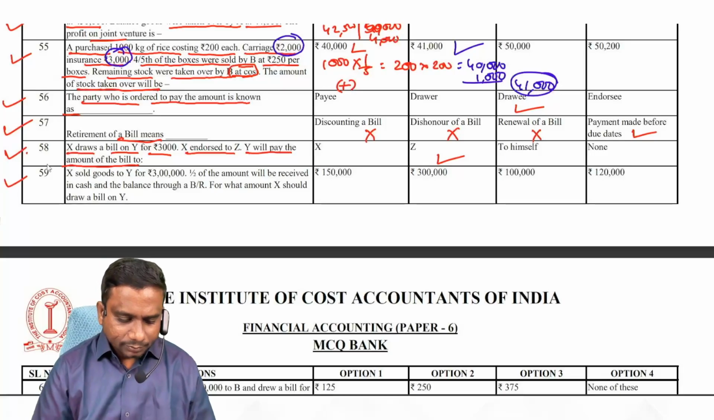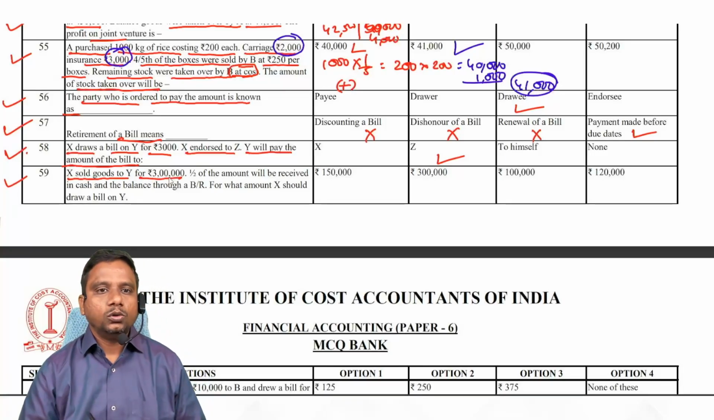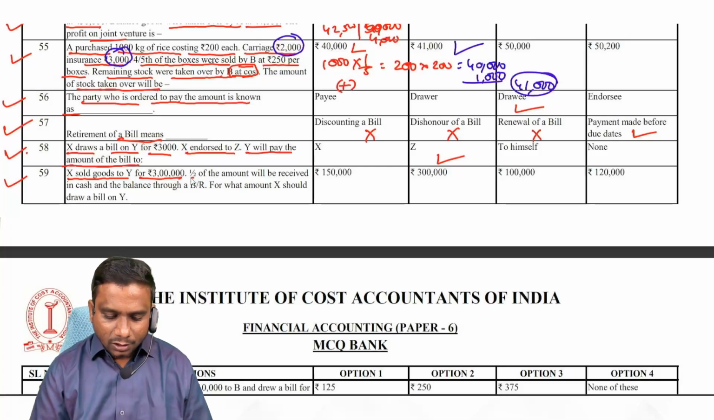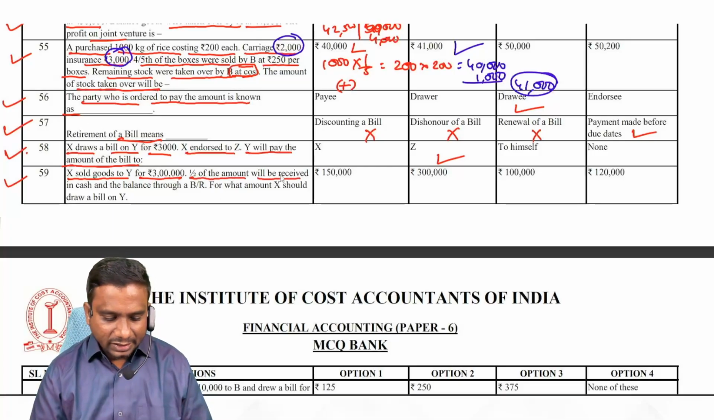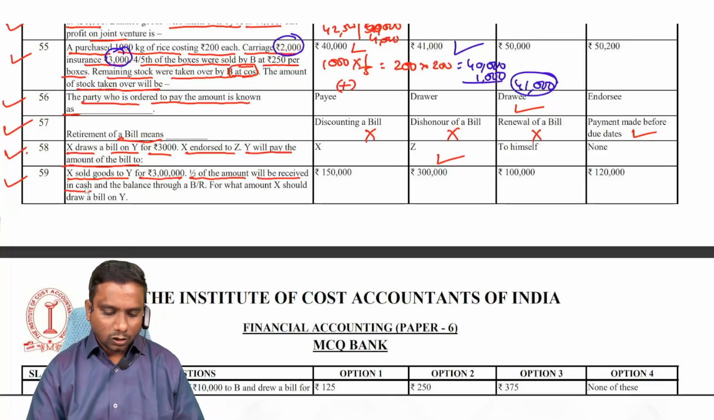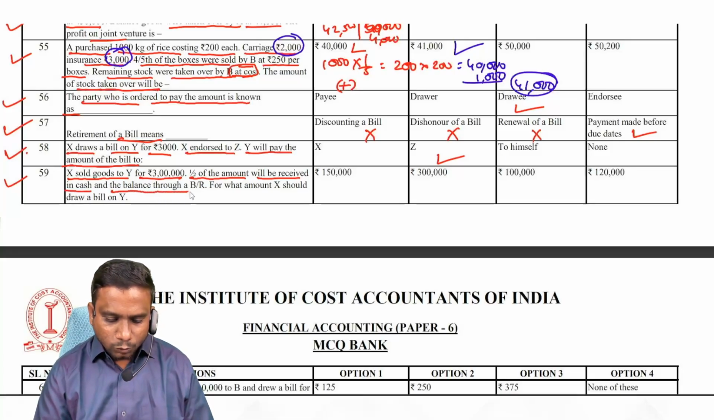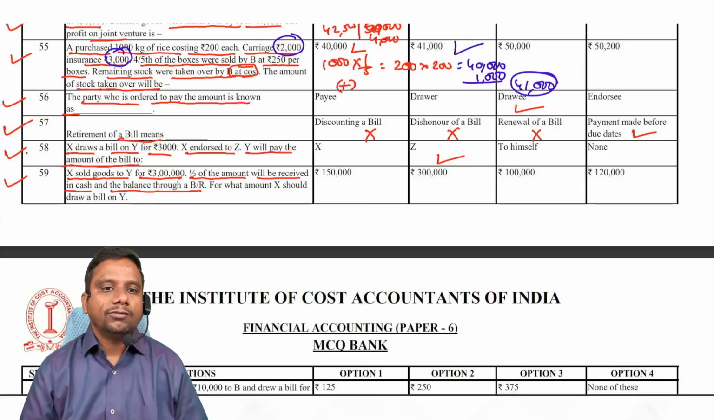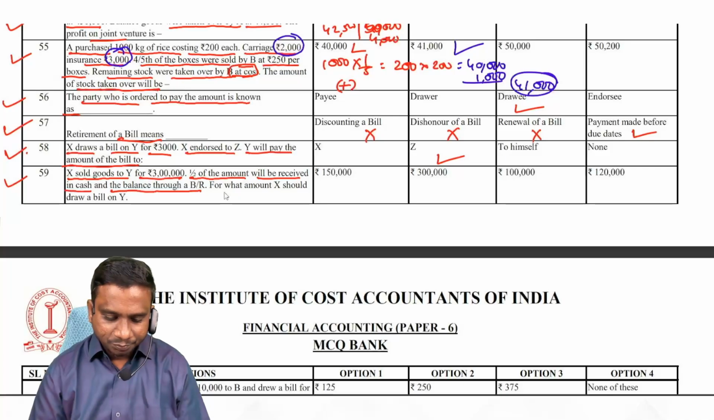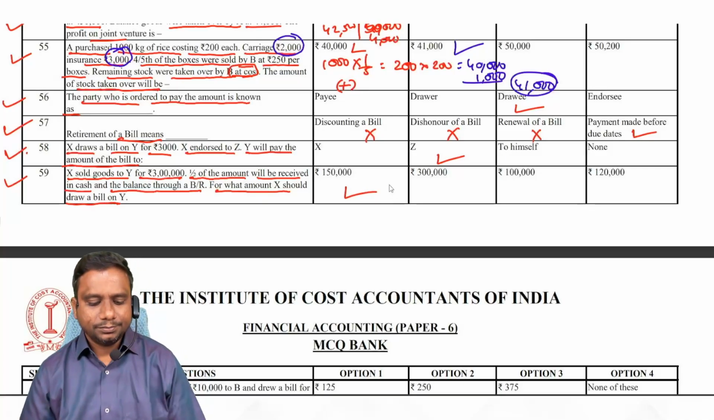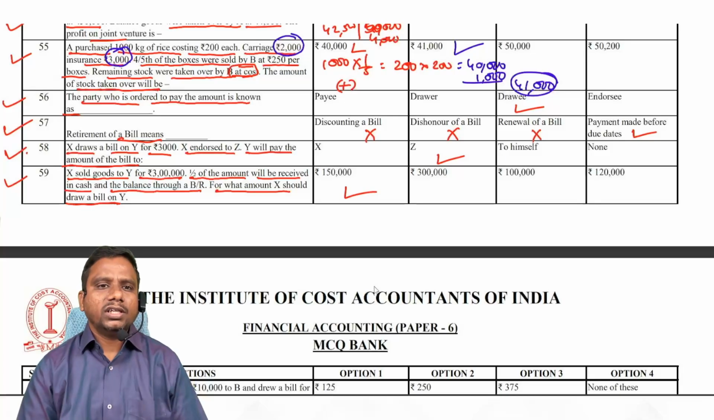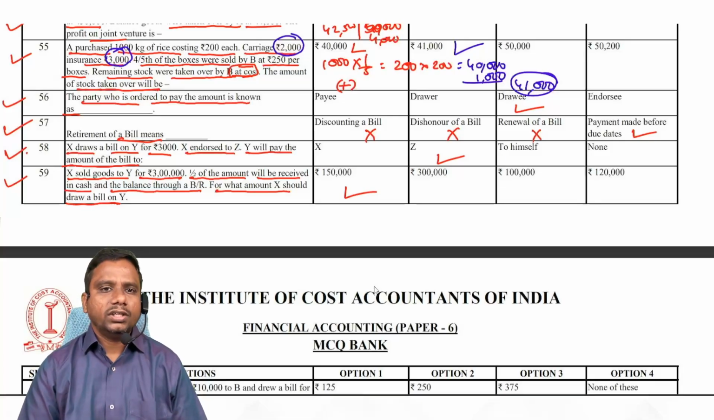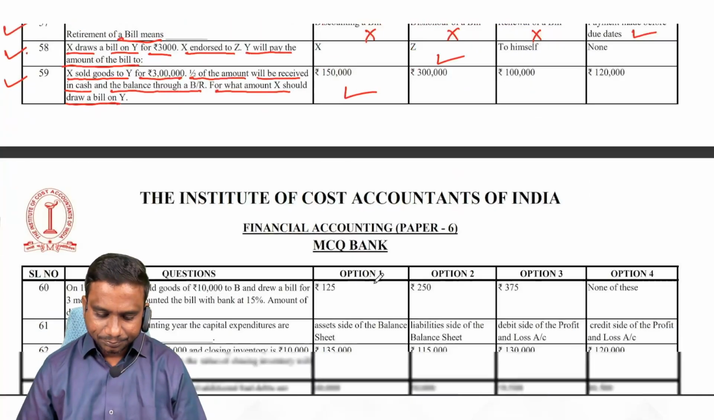Next. X sold goods to Y for 3 lakhs. Half of the amount will be received in cash, 1.5 lakh, and the balance through bills receivable. So the bill is drawn for 1.5 lakh. For what amount should X draw a bill on Y? Simple: total 3 lakhs minus half the amount in cash, 1,50,000, so the remaining bill is 1,50,000.